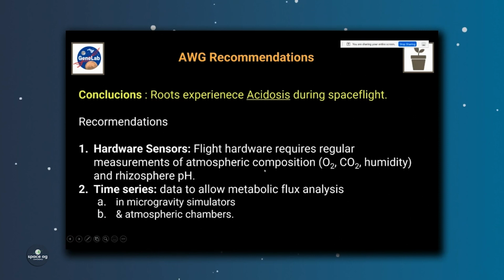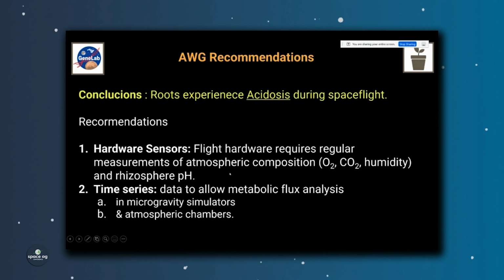In other words, we recommend that there should be more regular monitoring of the atmospheric composition when plants are grown in microgravity environments. In addition, people should take note of the rhizosphere pH, and there may be opportunity to reduce the stress associated with microgravity by changing the pH in certain areas of the root system. Ultimately, to further build on this data, we need more time series data, and we'll be providing this advice to other NASA researchers over the coming years.